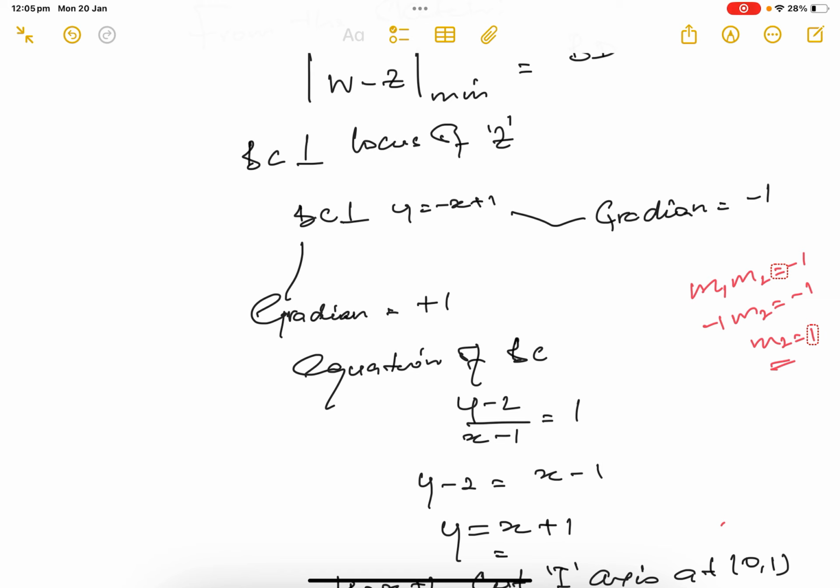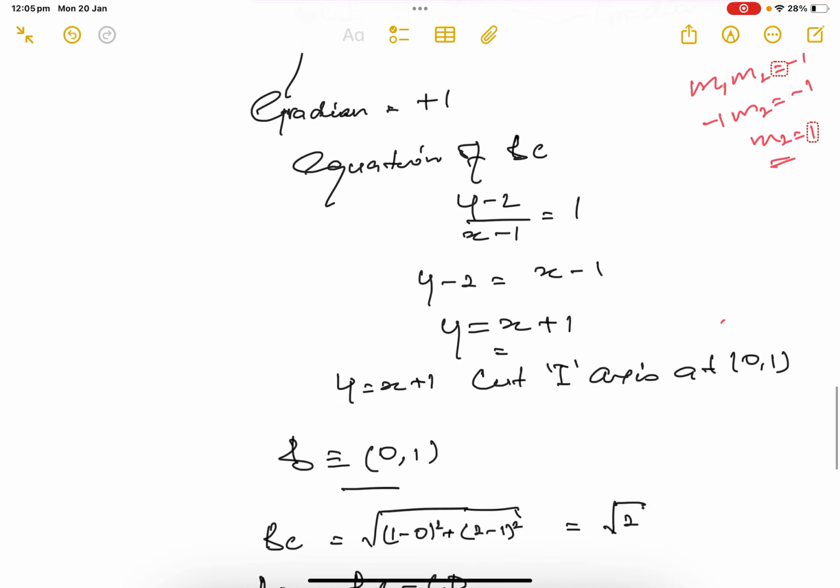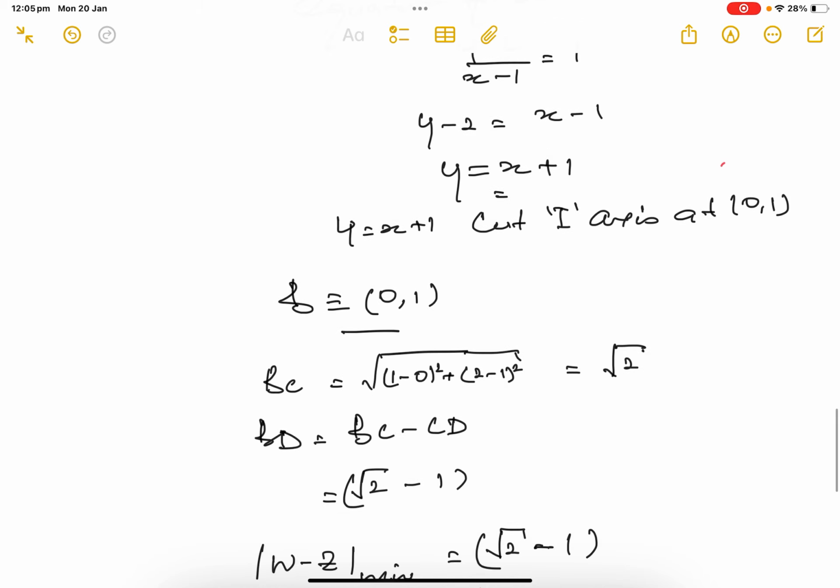Then we can find the equation of BC because we know the coordinates of C. So y minus 2 divided by x minus 1 equals the gradient 1. When you simplify it, y minus 2 equals x minus 1, so y equals x plus 1. If you take 2 to the right hand side, plus 2 minus 1 is plus 1. So this clearly says that this line will cut the imaginary axis at 0, 1. Yes, so the coordinates of B is 0, 1.